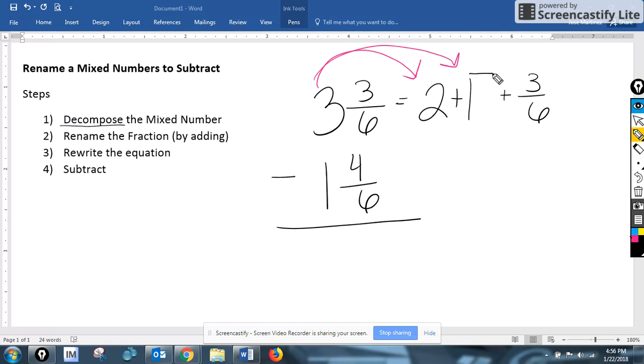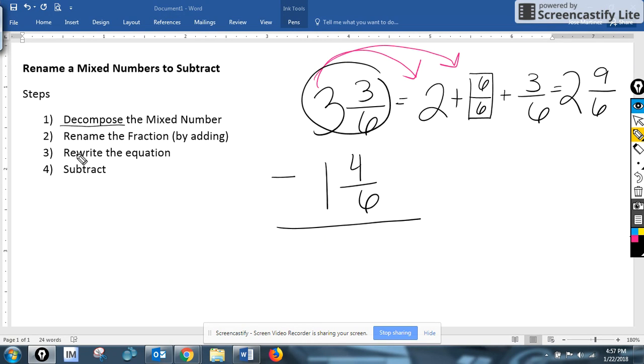This one whole can also be written as a fraction equal to 1. But I'm going to use 6 over 6 because I need to not change the value. It's still 1. It's one whole, and it also has the same denominator as 6. So now I can rename this as 2 wholes. That's going to stay the same. 6 plus 3 is 9 over 6. Denominator stays the same. So what I just showed you was step number 1, decomposing the mixed number into 2 and 9 over 6. And I renamed the fraction by adding.